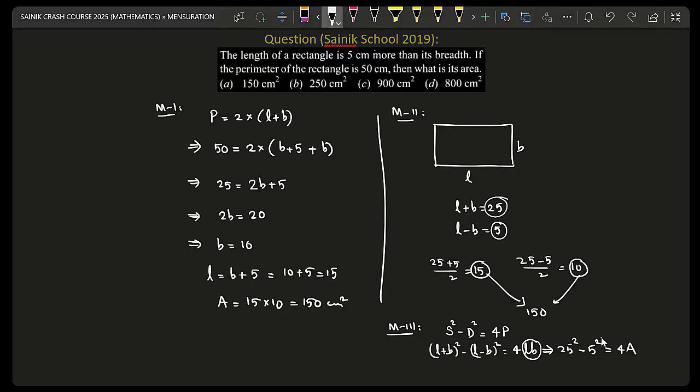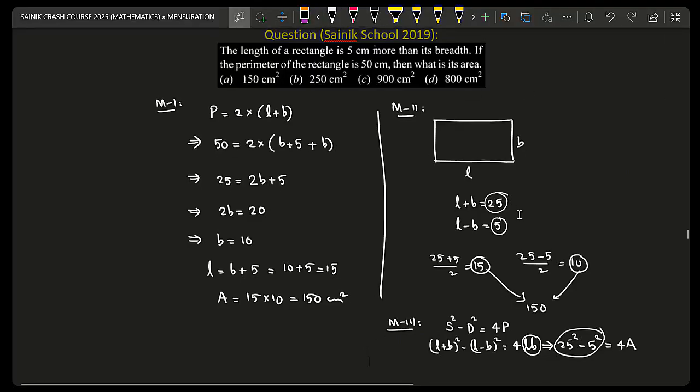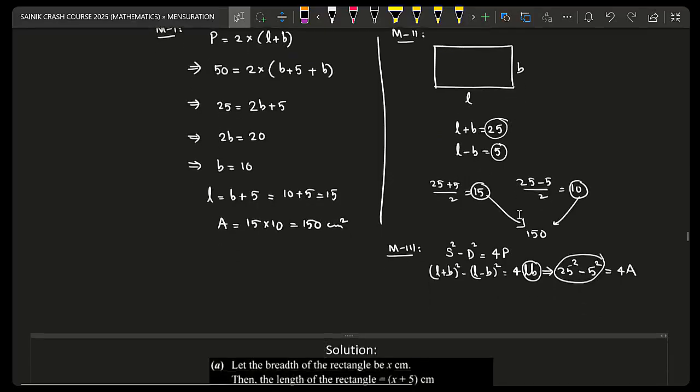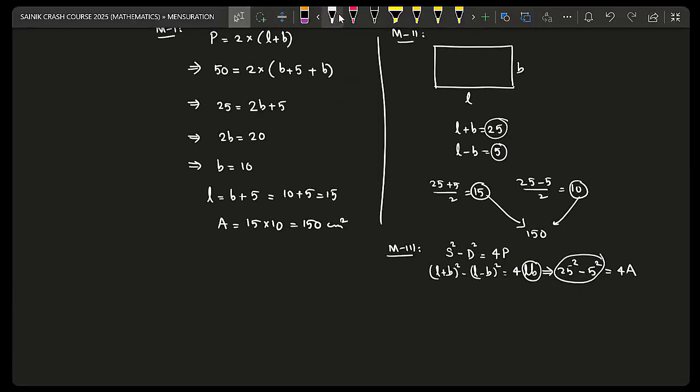Now this one: 25 squared minus 5 squared. Either you can use the a squared minus b squared formula, that is a plus b into a minus b, or we can directly simplify. 25 squared is 625 and 5 squared is 25. Subtract, and 625 minus 25 is 600, which is equal to 4a. From this we get the value of a: 600 by 4 is 150.